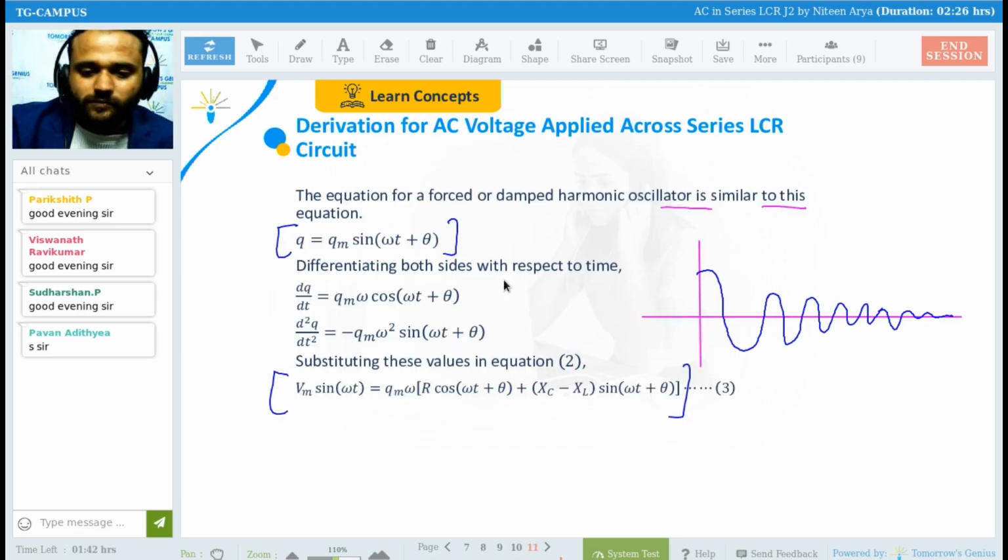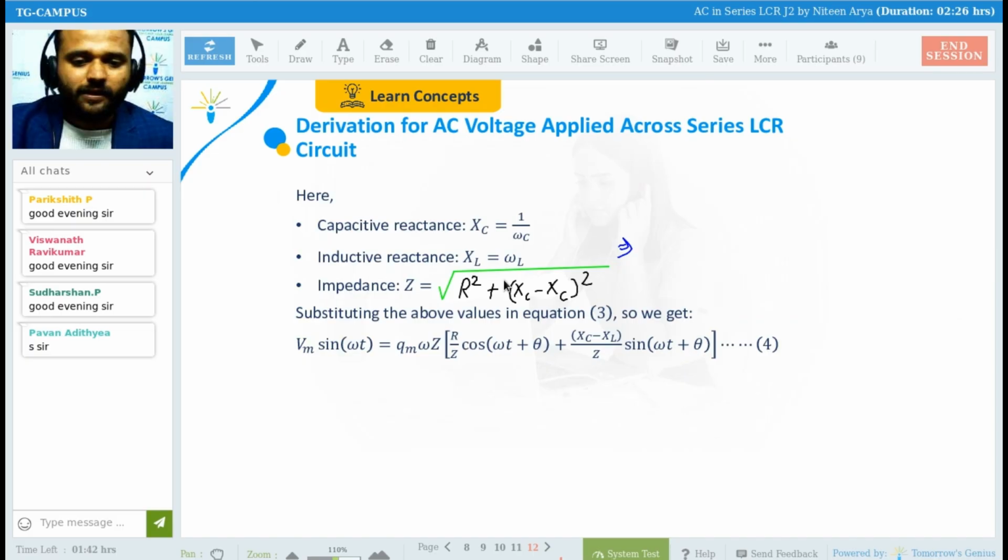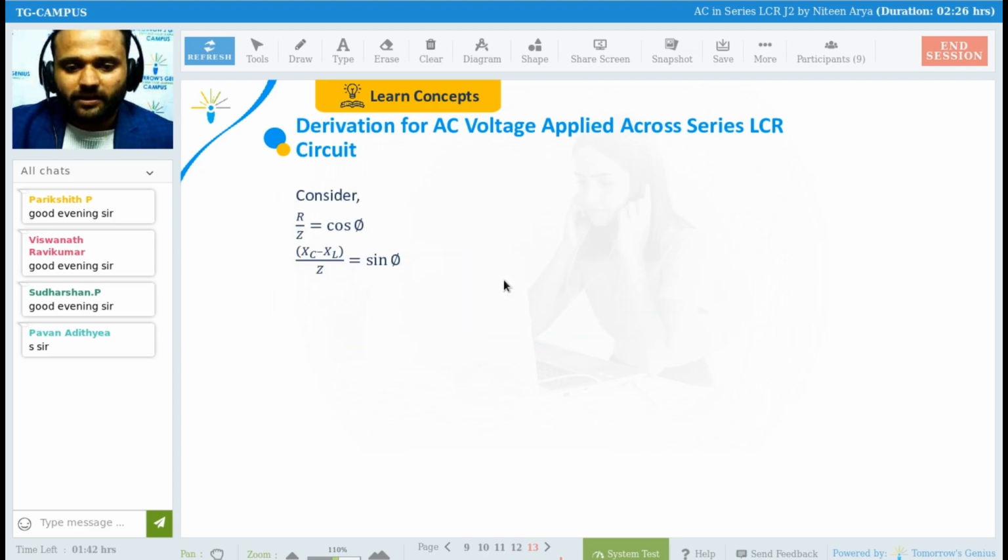So when we put this, Vm sin omega t equals Qm omega R cos omega t plus (Xc minus XL) sin(omega t plus theta), where Xc is 1 by omega C, XL is omega L, and net impedance Z is the square root of R square plus (XL minus Xc) square. Substituting this in equation 3, we get Qm omega R by Z cos omega t, and rearranging the terms, consider R by Z as cos phi. And what is cos phi? Cos phi is the phase factor we found in the previous class.